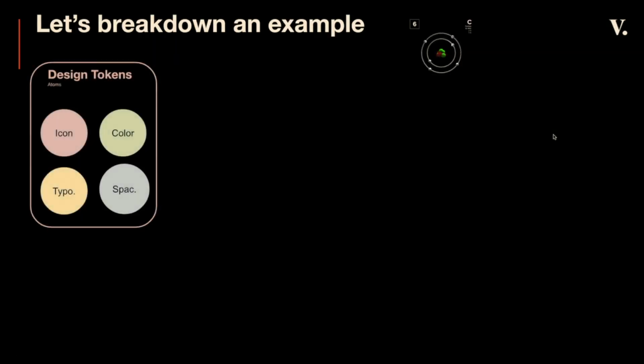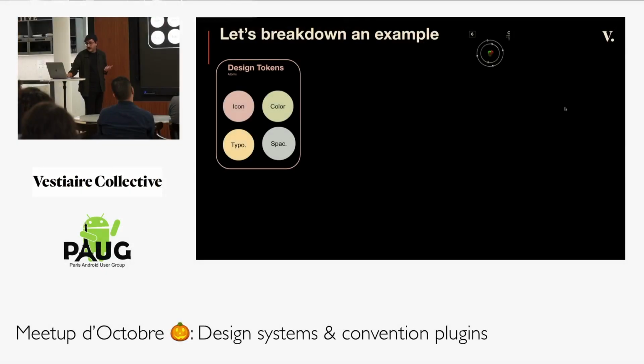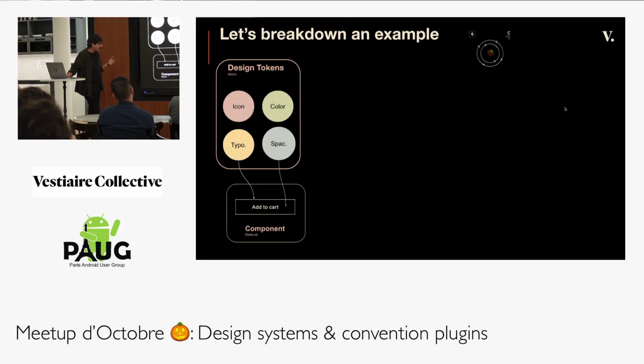Let's try to understand this more by breaking down an example. So we can start composing from tokens such as icon, color, typography, and spacing, like here. To have a component such as a button, you can see in this button it has the color black. It has some spacing on the right, left, top, and bottom. And it can have an icon, and it has a typography here.